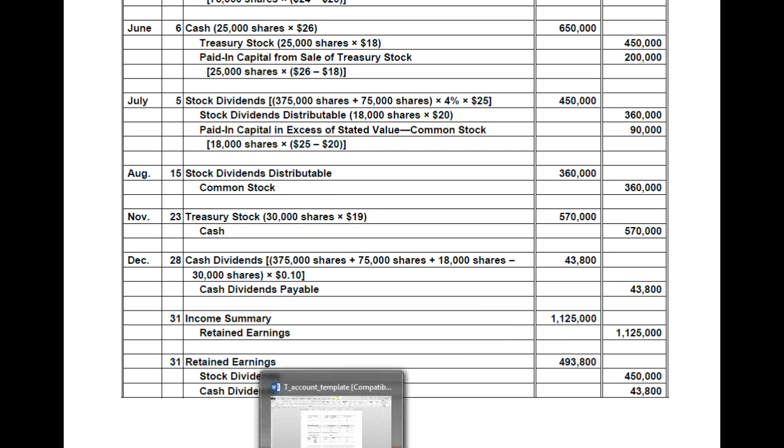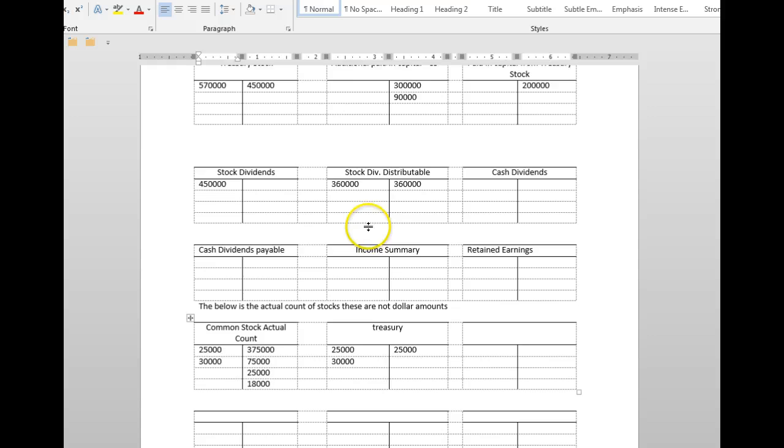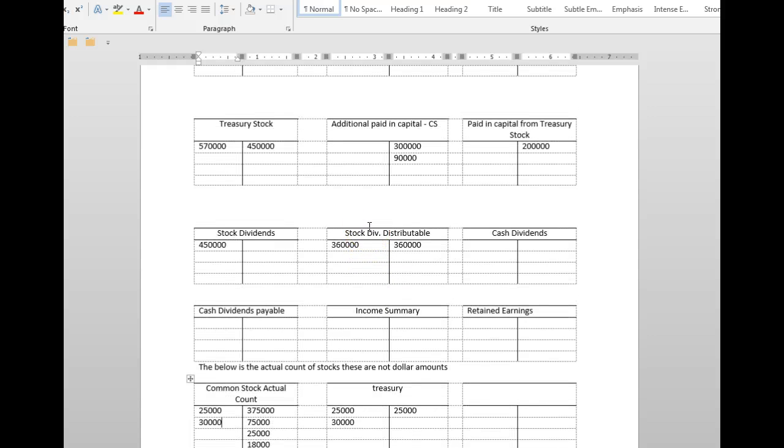Now again, we'll have to go back to here. And, oh my goodness, where are we? We're at cash dividends, and that's here for 43,800. And we are looking for a dividend payable, and that's right here as a credit for 43,800. And then they want us to close the credit balance in the income summary account.